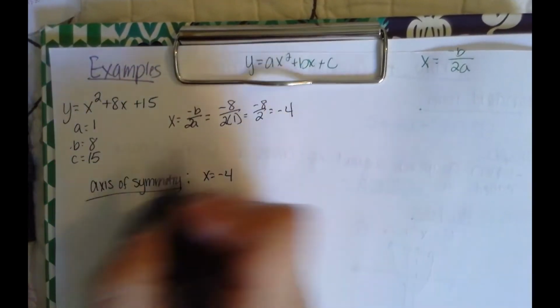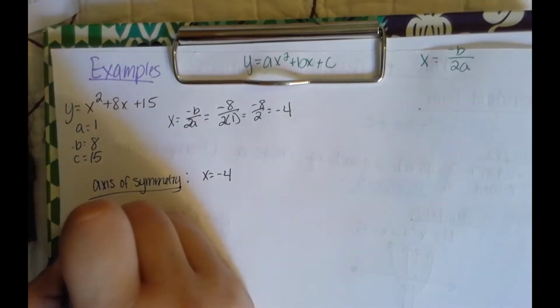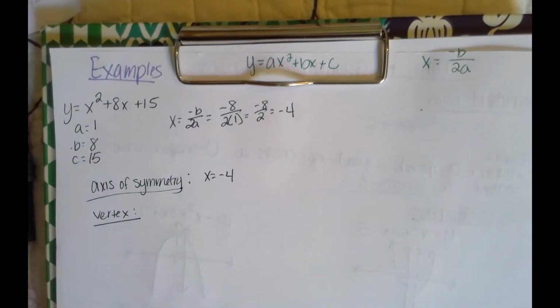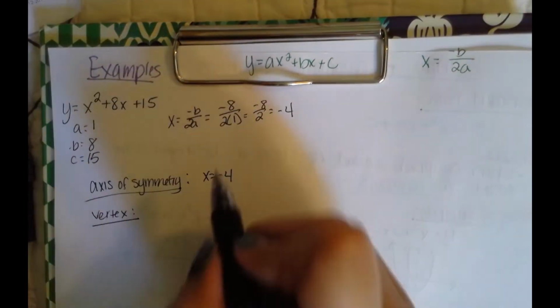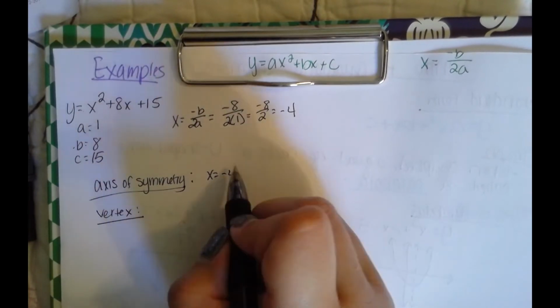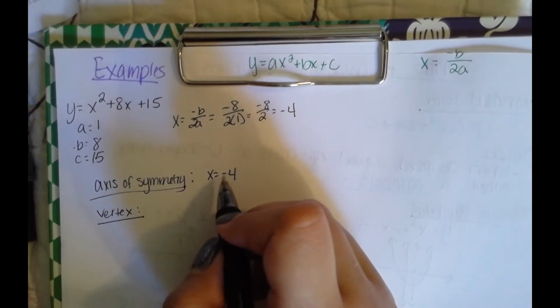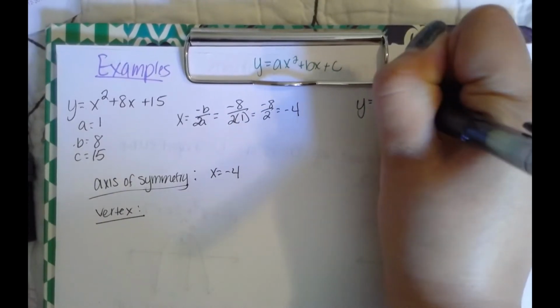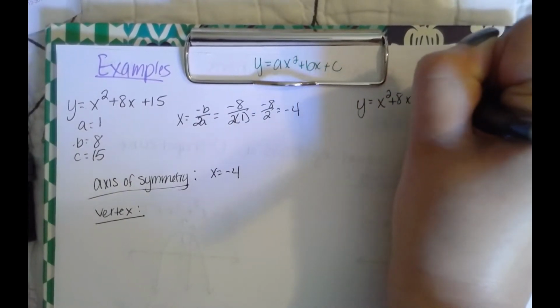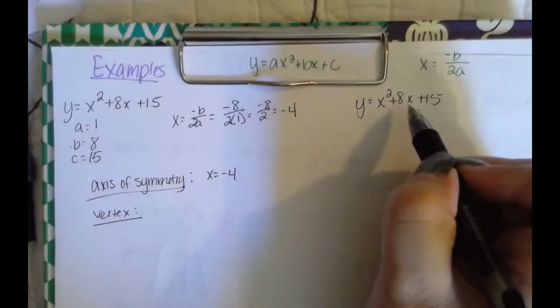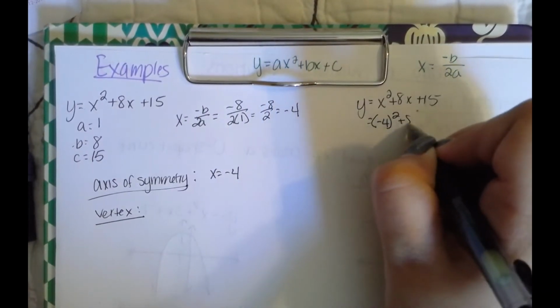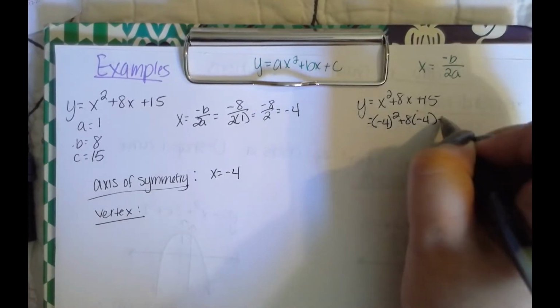Then to find your vertex, you want to know what y is when x is negative 4. So taking your equation, y equals x squared plus 8x plus 15, plug in negative 4 for x. So that would be negative 4 squared plus 8 times negative 4 plus 15.